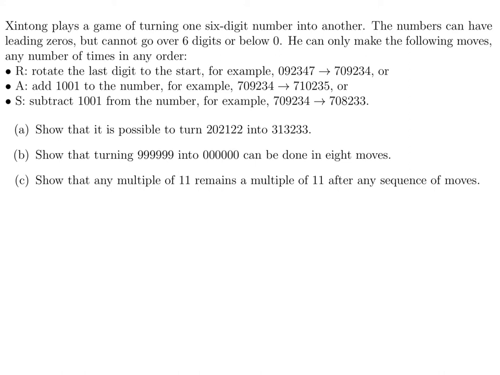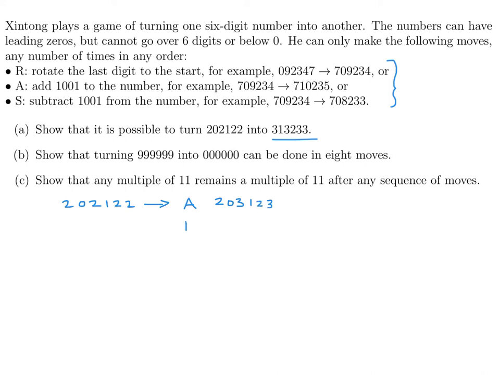Okay, so 202122, we've got to turn into this number using our rules, which are up here. The first thing I'll do is A, which is essentially adding 1001. So that'll be 203123.